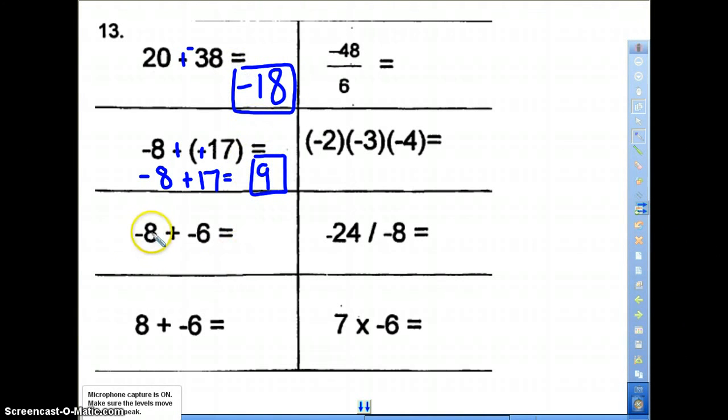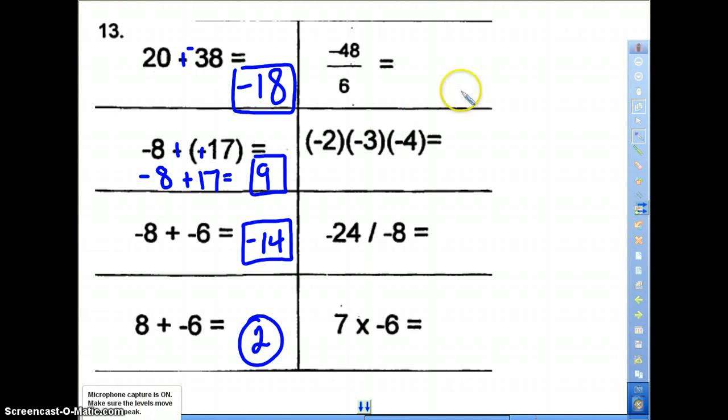Okay? Right here, what's negative 8 plus another negative 6? Yeah, we've got negative 14. Here I've got 8 and I'm adding negative 6 to it. What do we get? 2. All right.